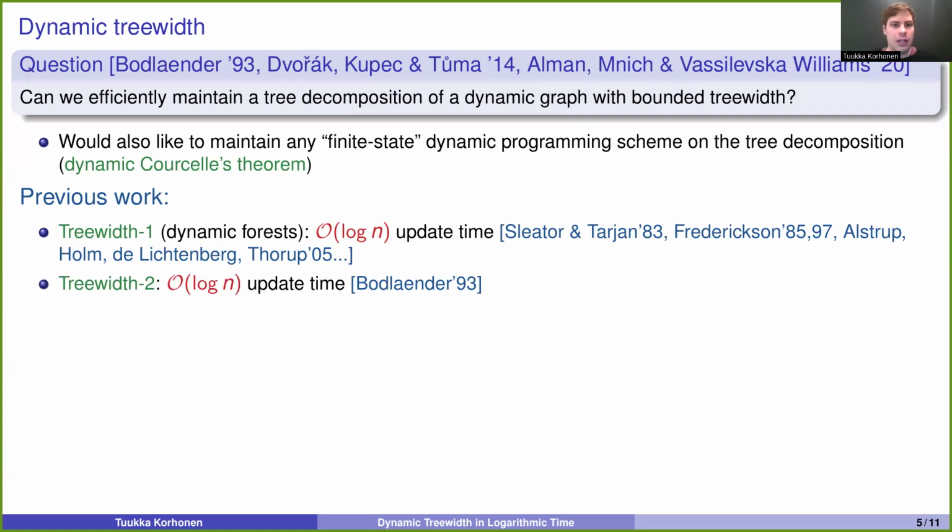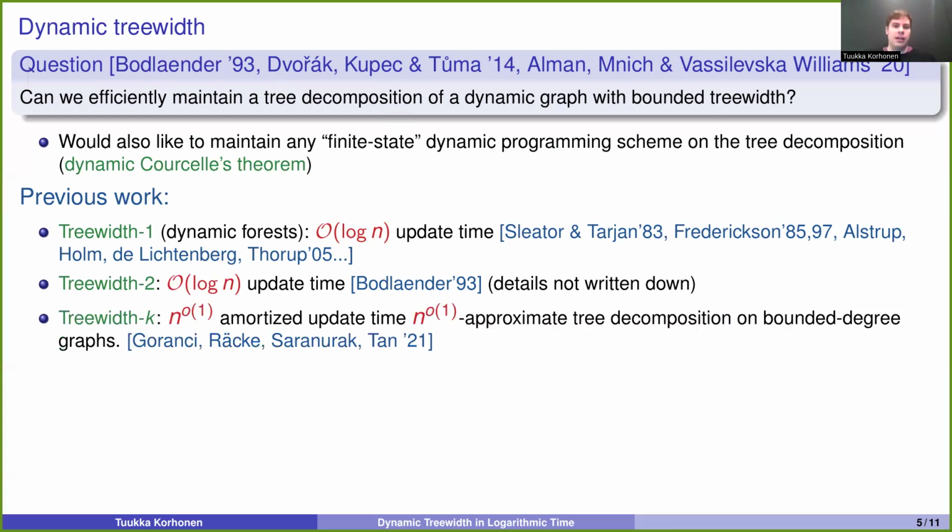Yeah, and then for Treewidth 2 there's also an algorithm by Bodlaender from the 90s, but the details are not written down. I have to call him out on this. And then much later in 2021, by Korhonen, Räke, Sauranaka, and Tan, their expander hierarchy paper, the hierarchy of expander decompositions, gives also a dynamic tree decomposition data structure, which has subpolynomial amortized update time, so n to the small o of 1 amortized update time. But it maintains an approximate tree decomposition, but the approximation is only a subpoly n approximation, and it works only in bounded-degree graphs. So I think there's a linear dependency on the degree in the approximation.